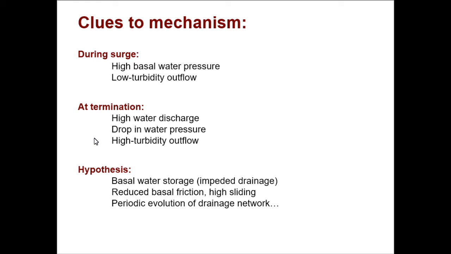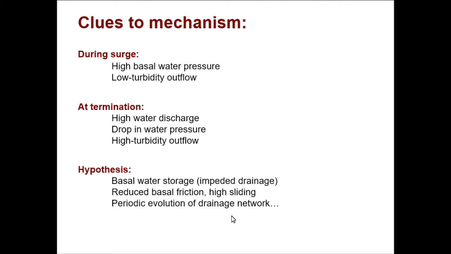So what does that mean? Well, one hypothesis that you might have come up with as I was just talking through that is that if the water pressure is high, there's not much water coming out and it's very clean water, then during the surge or prior to the surge, water is being stored at the bed and not escaping. So the dirty water from the bed is being kept within the glacier. That's leading to high basal water pressures, which are going to reduce the friction and enable sliding to occur. And then at the end of the surge, that water is released, so the water pressure drops. The water that's coming out is dirty because it's been in contact with the bed, and that drop in water pressure leads to the friction at the base re-establishing itself, and the fast movement stops.